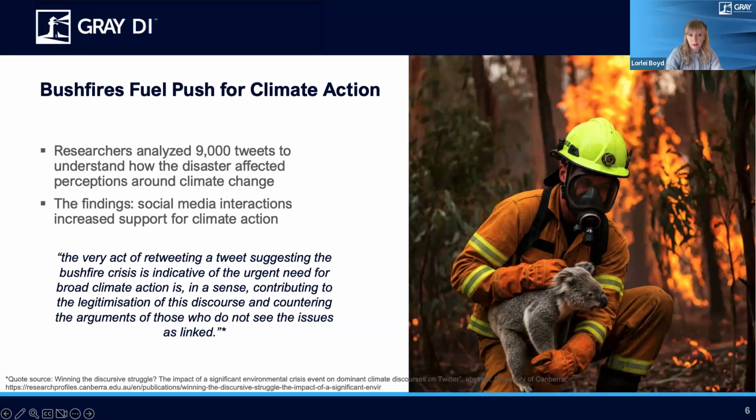They were connecting the dots, so discussions increasingly linked the bushfires to climate change, raising awareness and driving engagement with the issue. There was a focus on accountability, where users actively called out those deemed responsible for the fires, including climate change denying politicians. And there was increased support for climate action. Despite some misinformation, the bushfires led to a surge in support for climate action on Twitter.